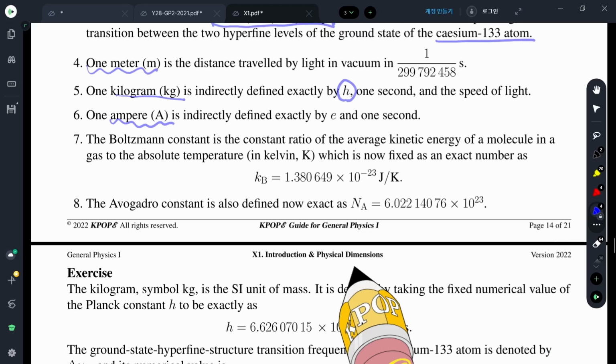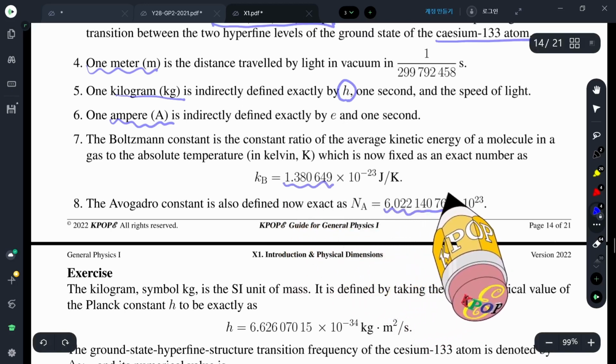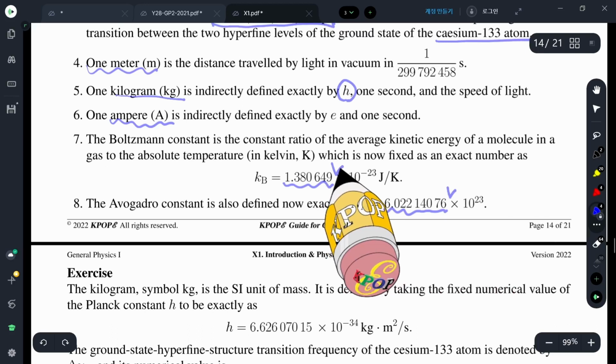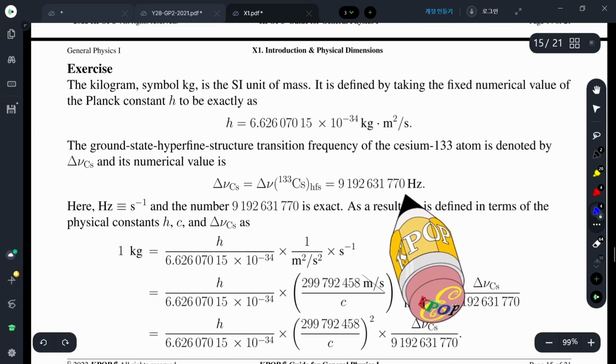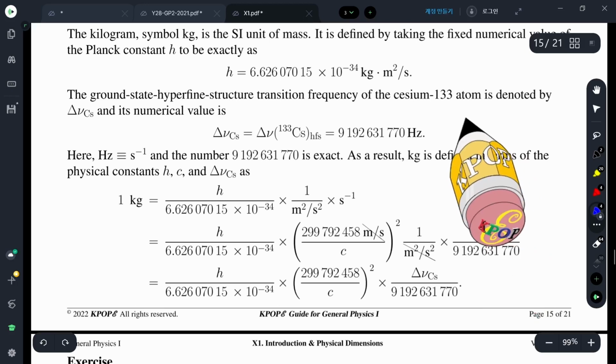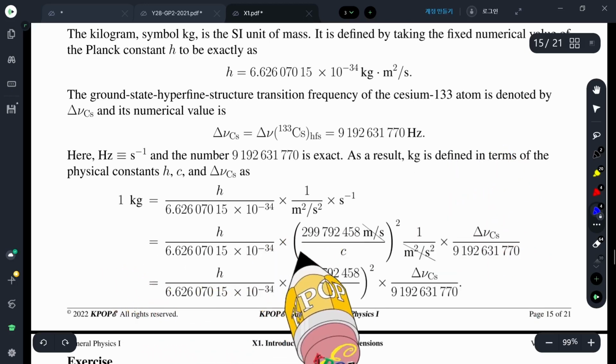Another exact number is the Boltzmann constant that determines the mechanism of a gas. The gas constant, called capital R and usually used in chemistry, is the Boltzmann constant multiplied by Avogadro's number. And these two numbers are exactly defined now. There is no error at all. These are all exact numbers. You can follow some examples. Solve the examples if you can follow this.